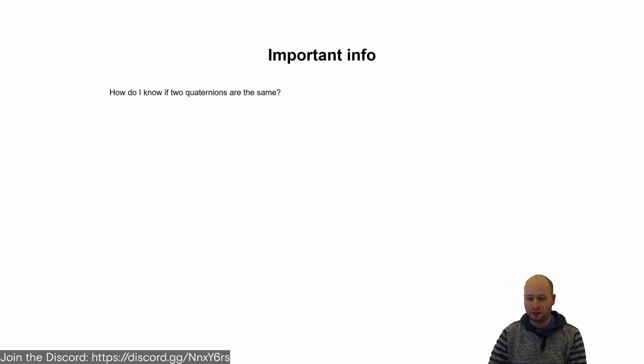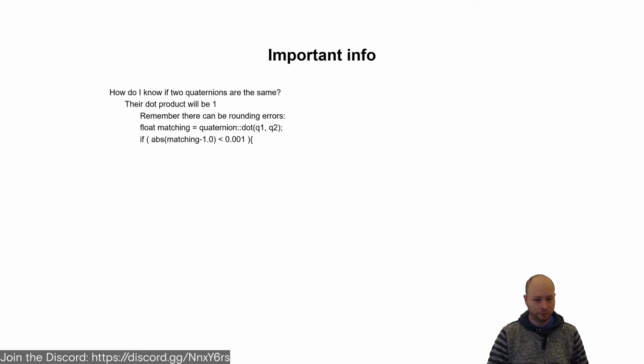So how do you tell if two quaternions are the same? Well, their dot product will be 1, and this is one of the few places where quaternions do behave like traditional vectors. To take a dot product of two quaternions, you just do the component-wise multiplication. So A times A plus B times B plus C times C plus, and you just throw away the, yeah, no, you don't. You don't throw away the complex. Cool.